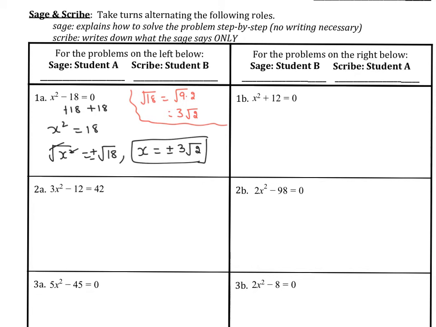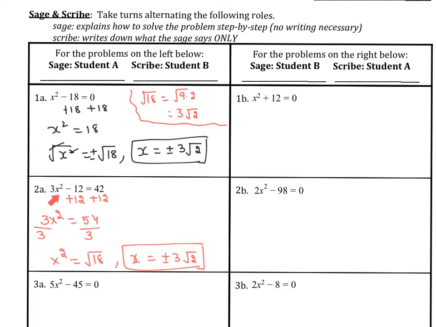For number 2, you're going to isolate the square term by adding 12 on both sides. So 3x squared equals 54. And when you divide by 3 on both sides, you get x squared equals 18, which means x equals plus or minus 3 square root 2.